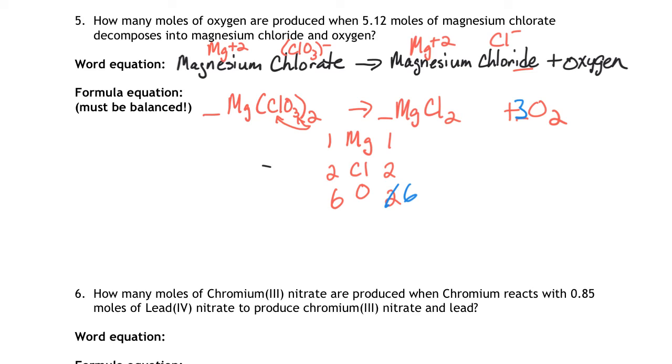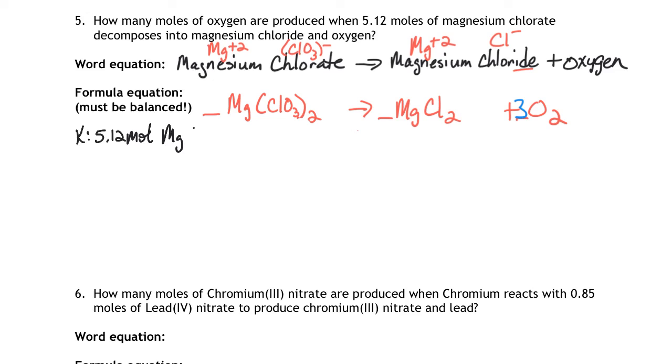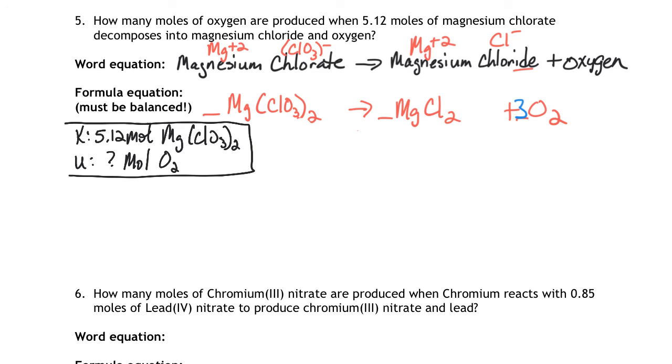So I'm going to get rid of this because I don't have quite as much space. Hopefully you guys wrote it a little bit smaller. And now I'm ready to work the problem. So I have a known and an unknown. I have 5.12 moles of magnesium chlorate. And the unknown I'm asked to find is how many moles of oxygen. I'll put a box around that so it's kind of out of the way. And I'm ready to start my problem.